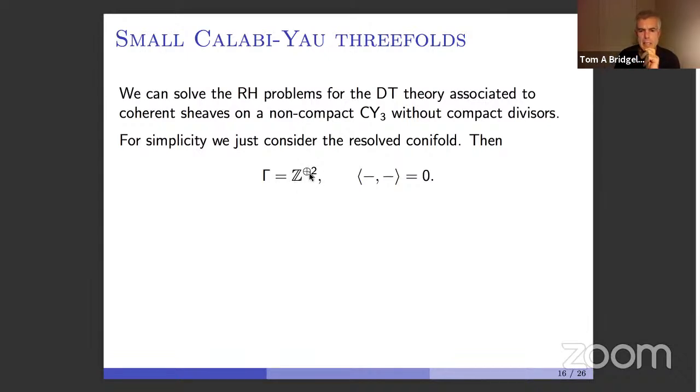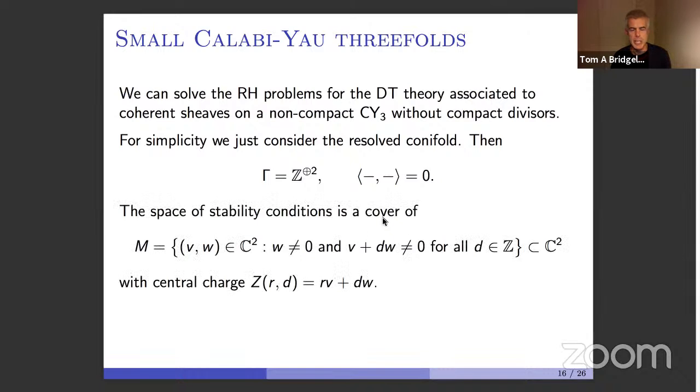And so the lattice is basically the cohomology of that P1. To specify the Chern character of a compactly supported coherent sheaf on this variety is given by two numbers: the rank and the degree on the P1. And the form is 0 because everything is supported on curves. All compactly supported things are supported on curves, and two curves don't meet on a threefold, so the intersection form is 0. And you can actually compute the space of stability conditions in this example.